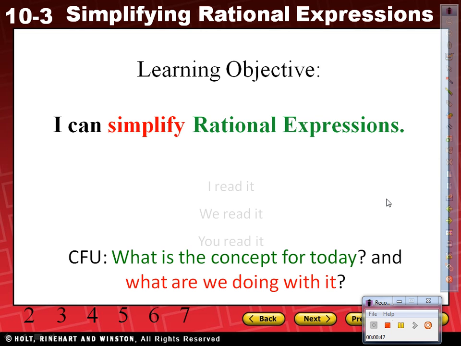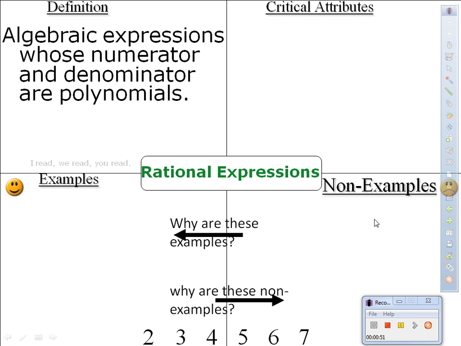So, rational expressions, you need the Frayer model, please. Get that ready. What are they? Rational expressions are algebraic expressions whose numerator and denominator are polynomials.